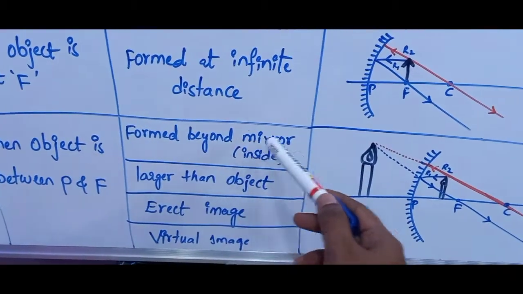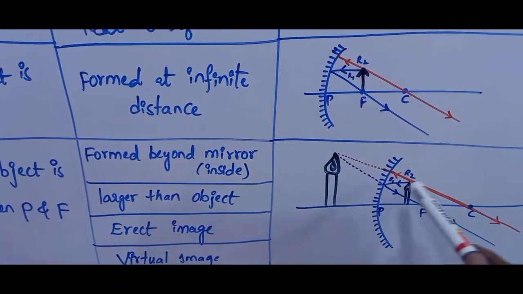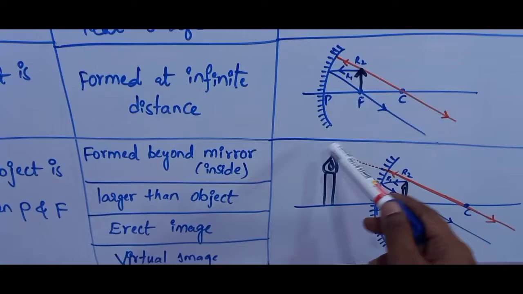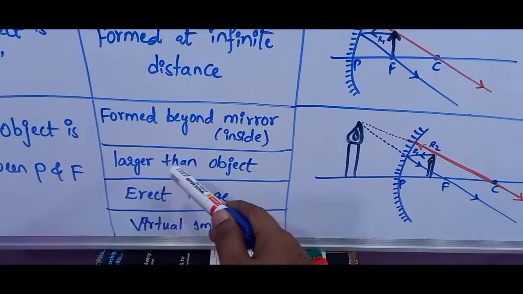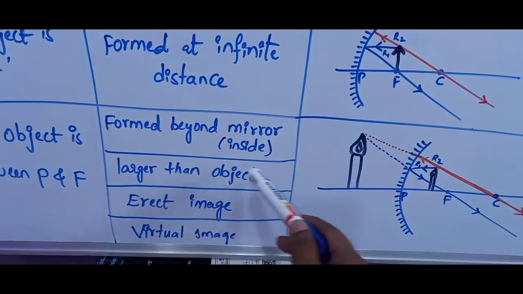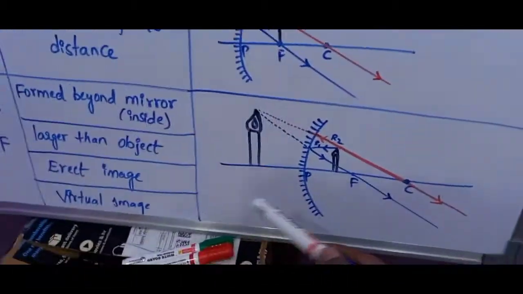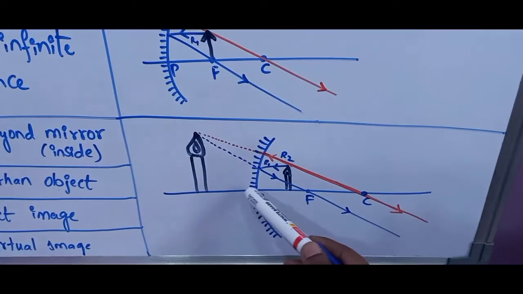This image is going to be formed beyond the mirror. See, this is beyond the mirror, and this is in front of the mirror. This position is all beyond the mirror. The size of the image will be more than the object, that means it's larger than the object, an erect image and a virtual image. So we'll verify it, with the object placed between P and F.